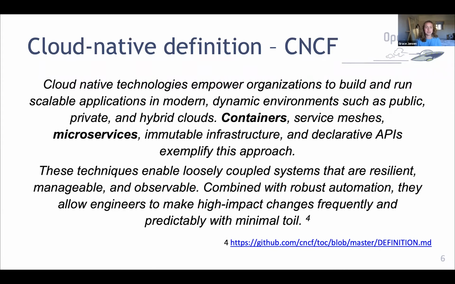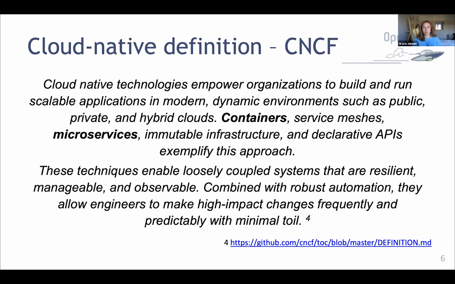They say that cloud native technologies empower organizations to build and run scalable applications in modern dynamic environments, including public, private, and hybrid clouds. Although they mention technologies or components like containers, service meshes, and microservices here, they just say that they exemplify this approach. They don't say they're necessarily needed or explicitly linked to cloud native. So in this definition, I found it interesting that they again acknowledged that there are other approaches that potentially fit within this cloud native approach.